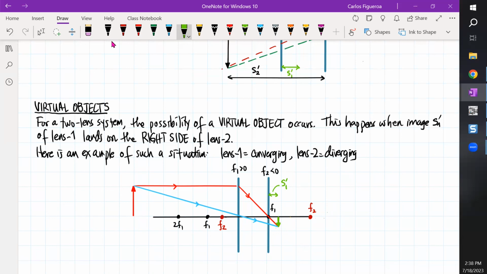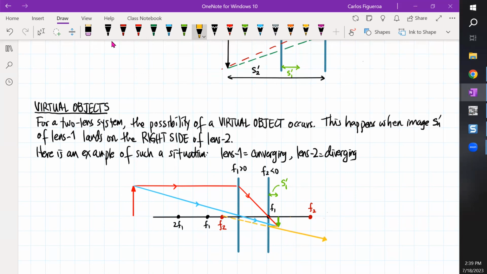Now remember, the second lens is diverging, so therefore the near focal point is the most important. So let's do that. We do the exact same thing as before. The ray goes parallel to the central axis, and then it goes through the focal point. But in this case, it goes this way, but remember, I've got to follow it back now. This is ray number 1.